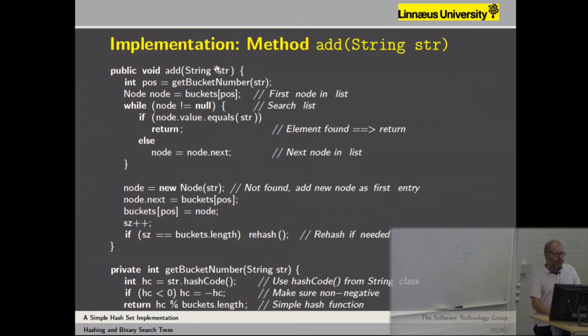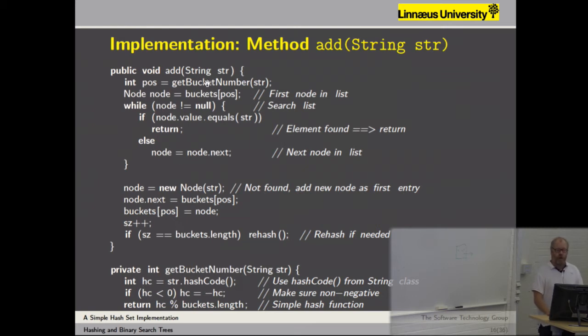So I ask it, give me the bucket number. It computes a position. I ask the bucket, give me the node in this position. And then I'm searching the list in the same way as we did in the linked list. If I found it in the list, then the element is found and I return without doing anything else. Otherwise, if I cannot find it, I create a new node and I insert it in this bucket.